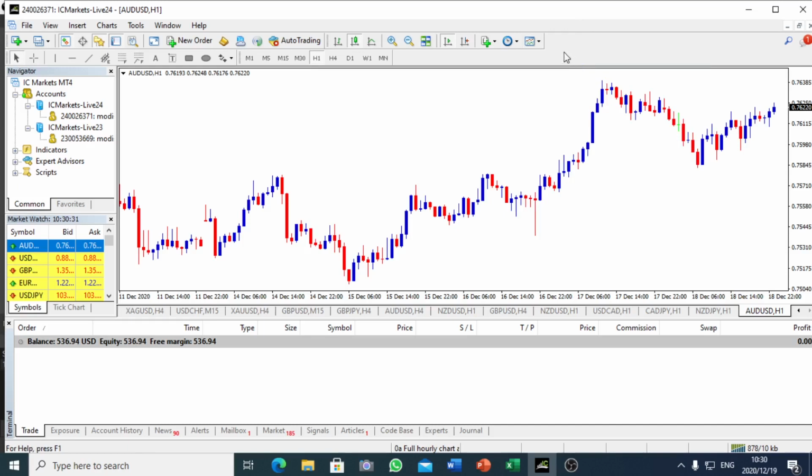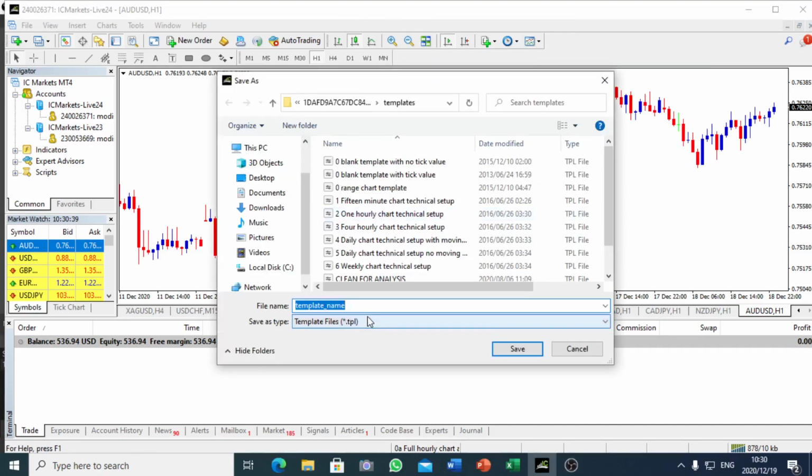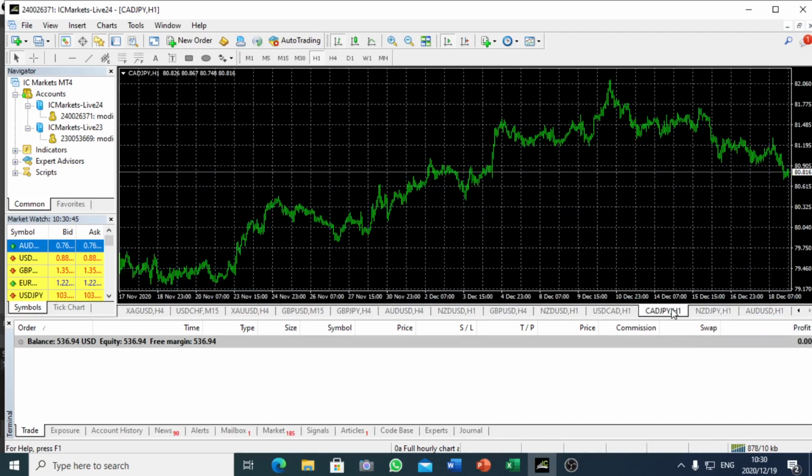Save a template. Look at this area. We save it as a template. Let's name our template. Let's just call it T1 for template 1. And then I saw another pair here that is not appealing to our eyes.